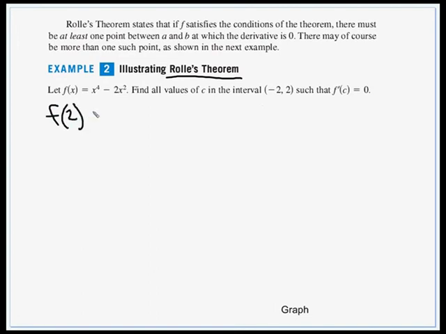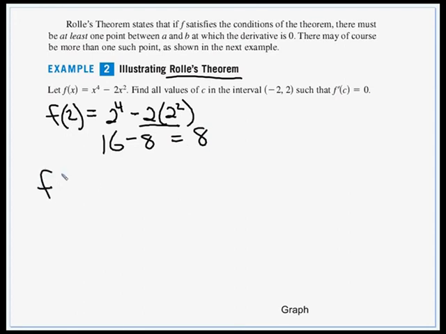F of 2 is going to be 2 to the 4th minus 2 times 2 squared. 2 to the 4th is 16. 2 squared is 4 times this 2 is 8. 16 minus 8 is 8. Now if we check the other endpoint, f of -2.